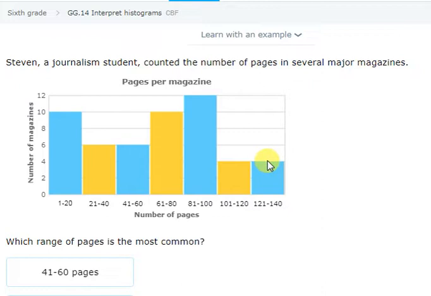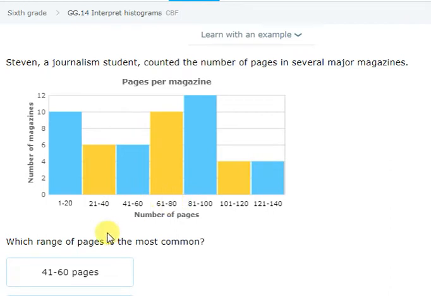Okay, this is the first histogram given to us. This is the number of magazines and this is the number of pages. There are 10 magazines that have between 1 and 20 pages. Some of them will have 10 pages, some 12 pages, some may have 14 pages. All of those will be counted in this single bar. So whenever we have very large numerical data, with fractions or whole numbers, to make a precise graph we have to convert that data into different ranges or bins.